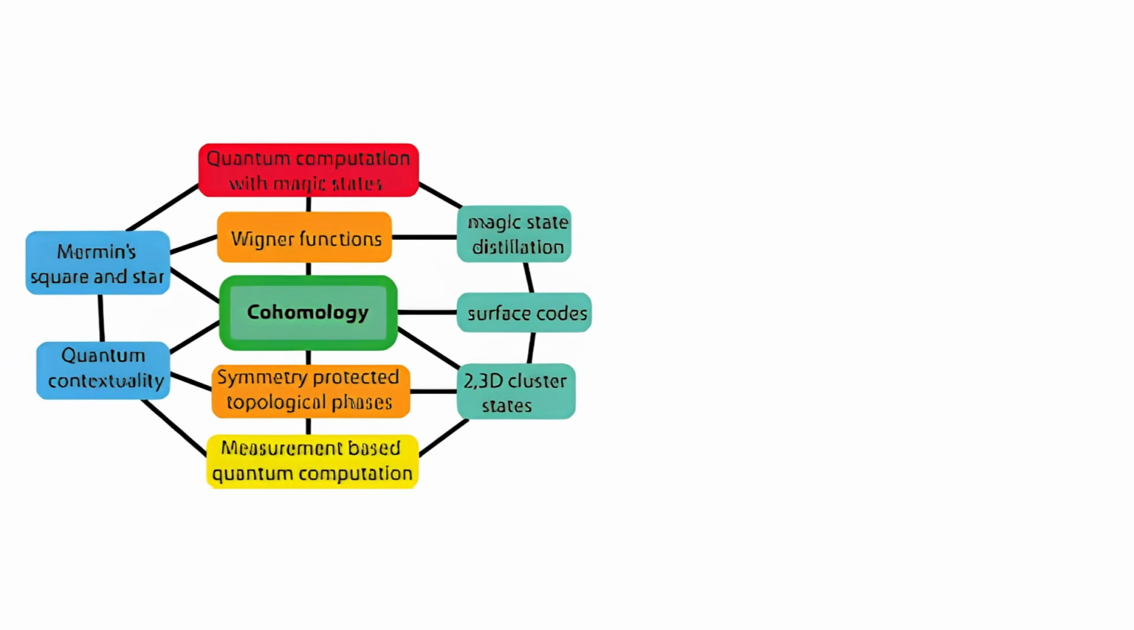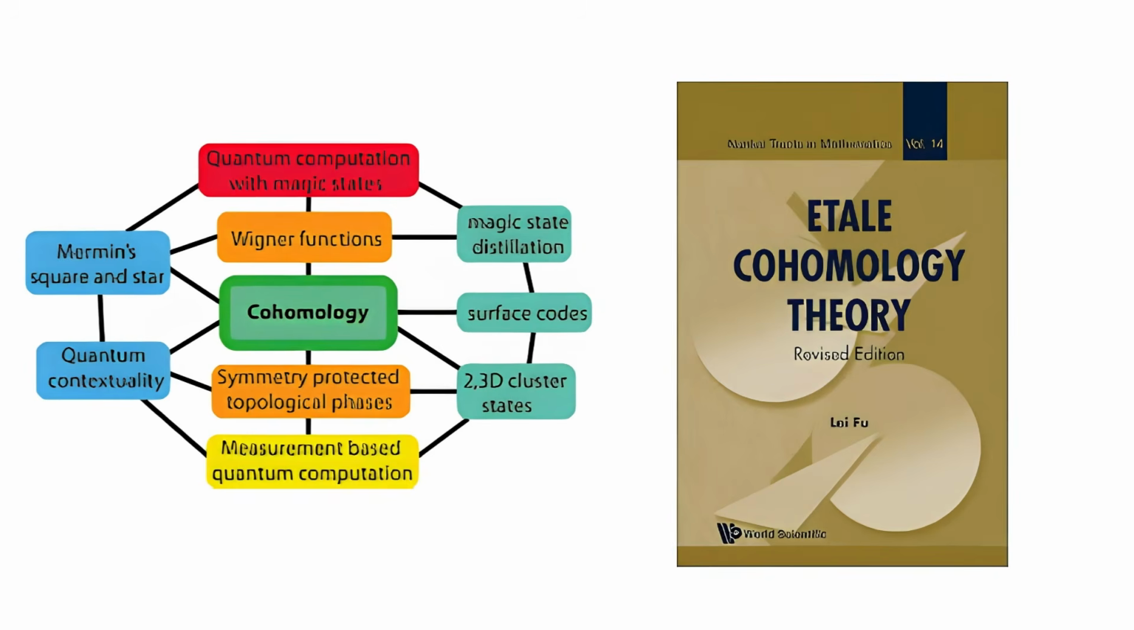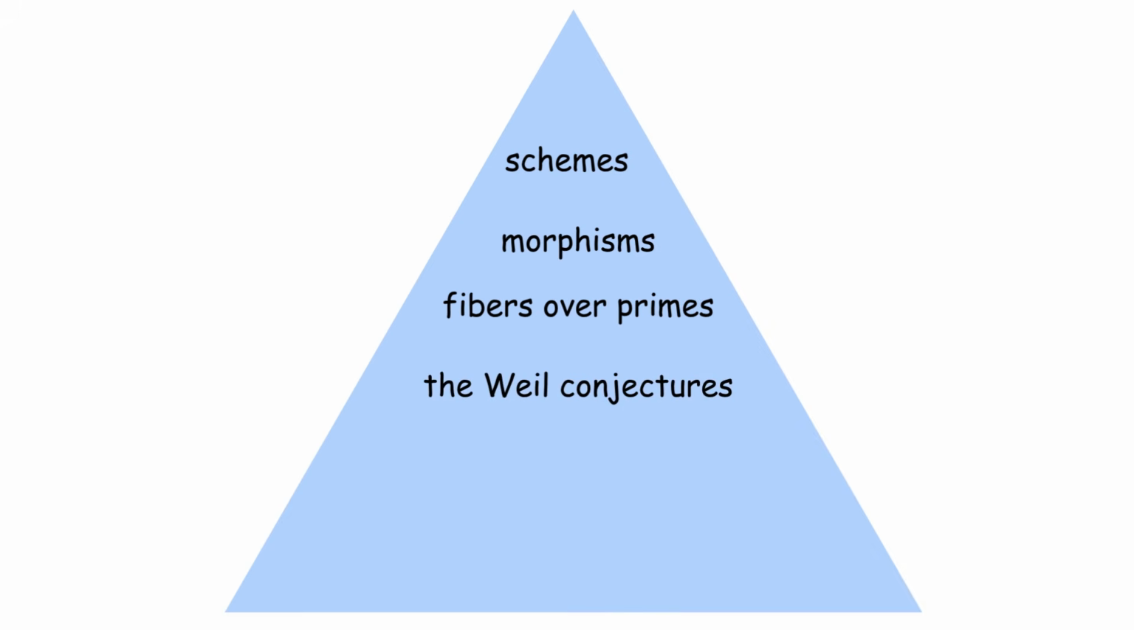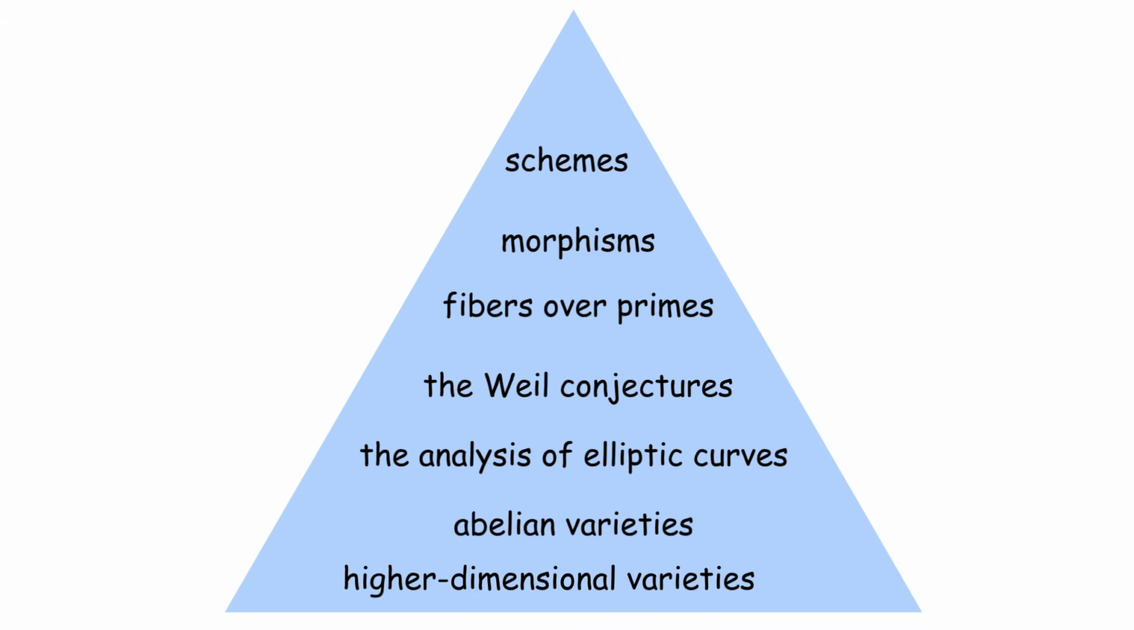Added to these is the cohomological perspective, which extends the concepts to the study of étale cohomology, Galois representations, and sheaf-theoretic tools, incorporating structures such as schemes, morphisms, fibers over primes, the Weil conjectures, and the analysis of elliptic curves, abelian varieties, and higher-dimensional varieties, all essential in modern cryptography, coding theory, and pure mathematics.